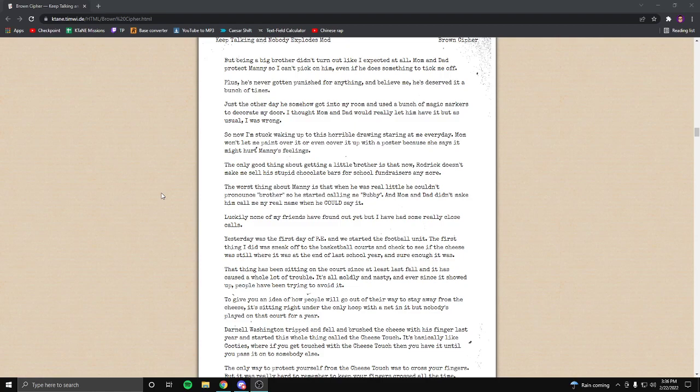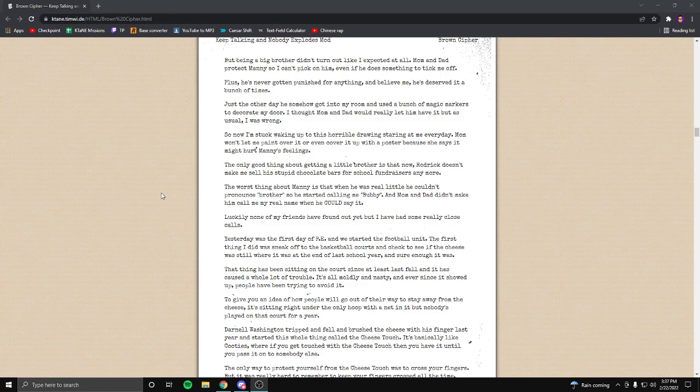Yesterday was the first day of PE, and we started the football unit. The first thing I did was sneak off to the basketball courts and check to see if the cheese was still there, where it was at the end of last school year, and sure enough it was. That thing has been sitting on the court since at least last fall and has caused a whole lot of trouble.